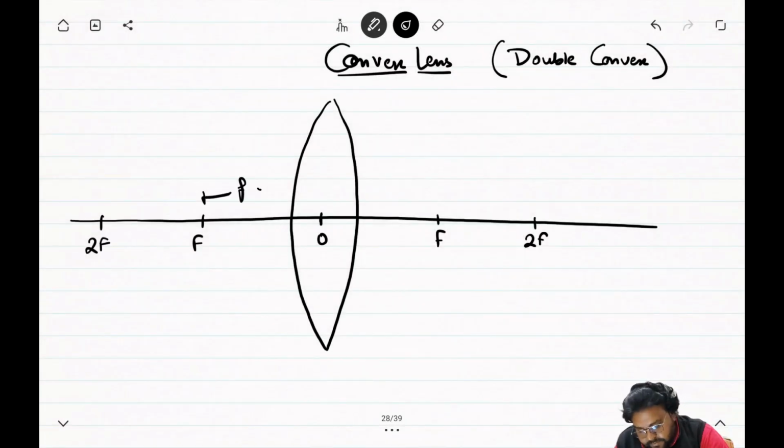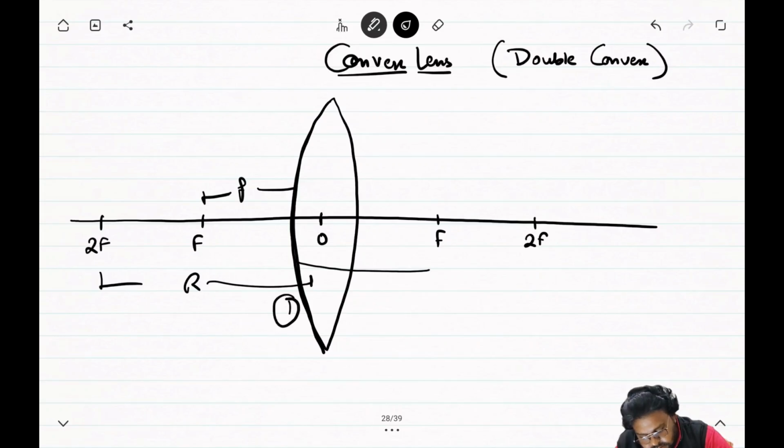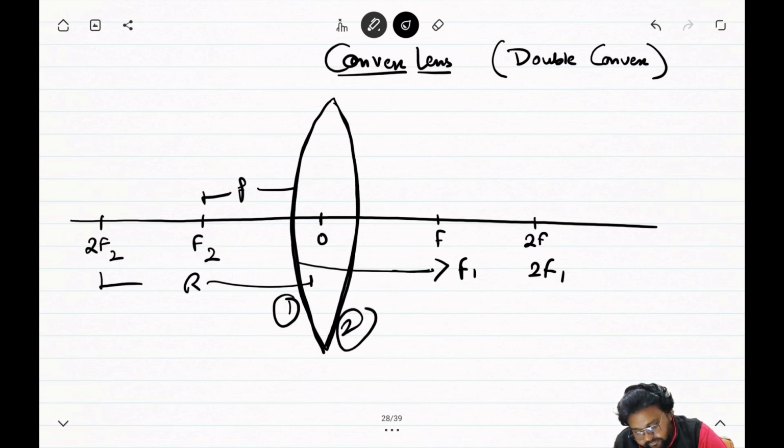So this is a convex lens. This is the focal length, this is the radius of curvature, this is the aperture, this is the optical center. Suppose this is the first surface, this convex surface will have all the terms here. So f is here and 2f is here. This surface 2 will have f2 here and 2f2 here.